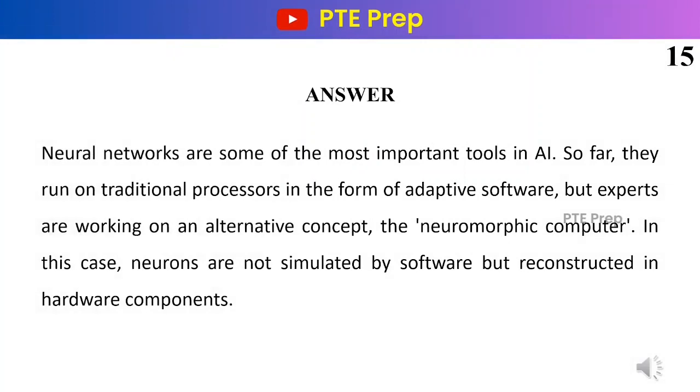Neural networks are some of the most important tools in AI. So far, they run on traditional processors in the form of adaptive software, but experts are working on an alternative concept, the neuromorphic computer. In this case, neurons are not simulated by software but reconstructed in hardware components.